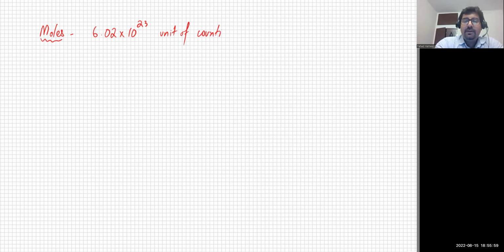And I told you that you count atoms in moles. The reason you count atoms in moles is that there's so many of them. You've got lots of atoms, right? If you have 1 mole of atoms, that's a big number. That's a lot of atoms. So everything is counted in this unit, which is moles. So if you have 1 mole of atoms or 1 mole of molecules or 1 mole of electrons, that's this many atoms or molecules or electrons.